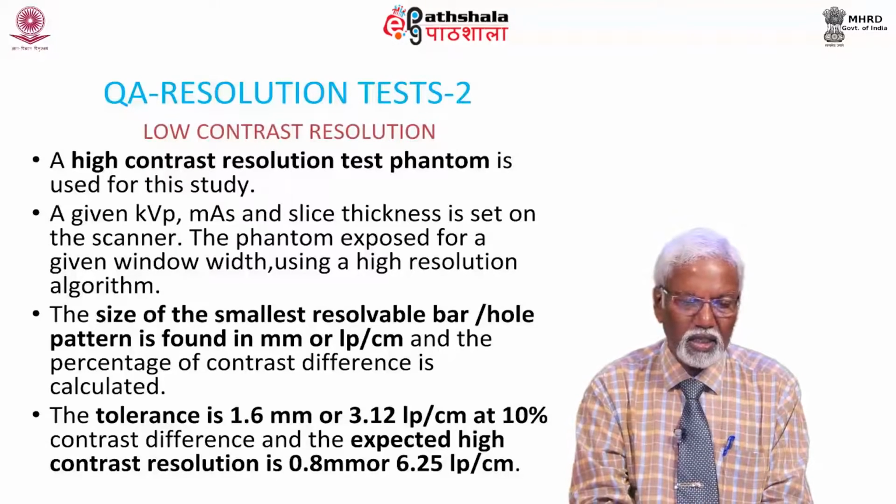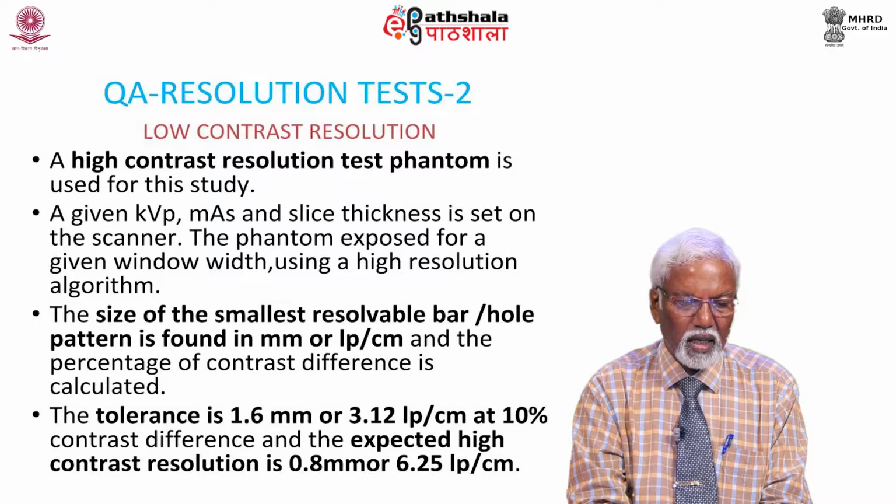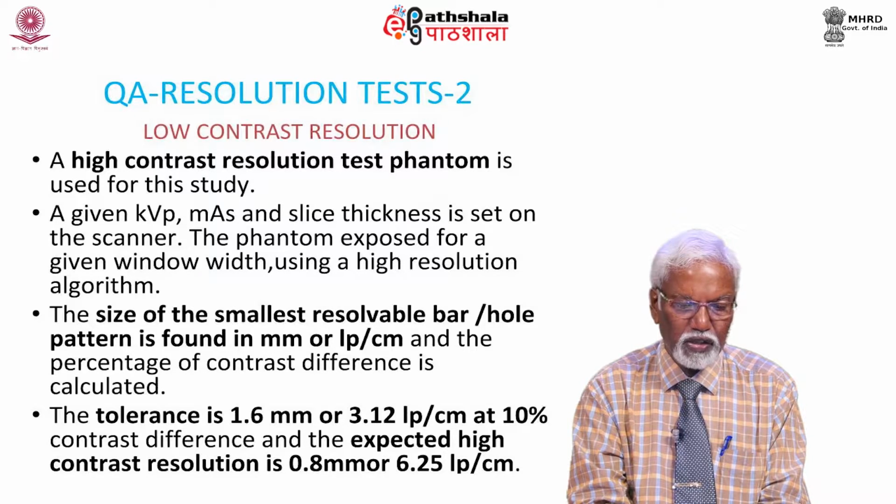A high contrast resolution test phantom is used for the high contrast test. A given kVp, mA and slice thickness is set on the scanner. The phantom is exposed for a given window width using a high resolution algorithm. The size of the smallest resolvable bar or hole pattern is found in mm or LP per centimeter, and the percentage of contrast difference is calculated. The tolerance is 1.6 mm or 3.12 LP per centimeter at 10% contrast difference, and the expected high contrast resolution is 0.8 millimeter or 6.25 LP per centimeter.